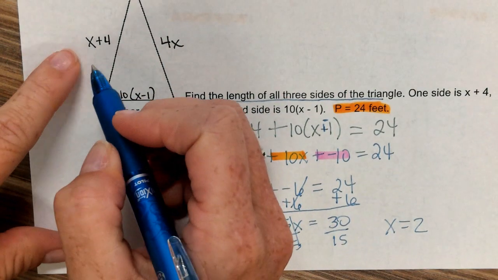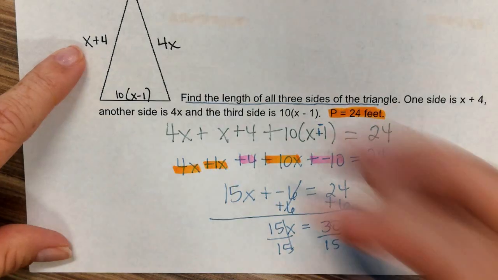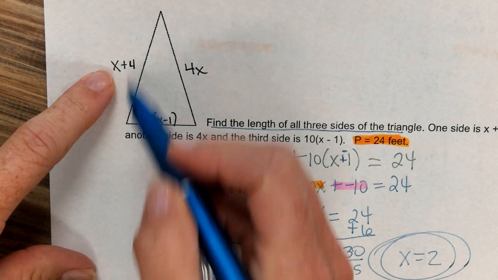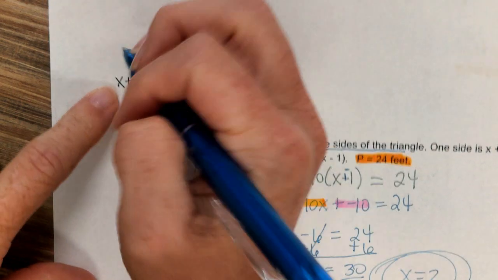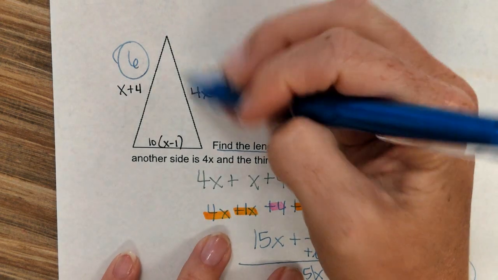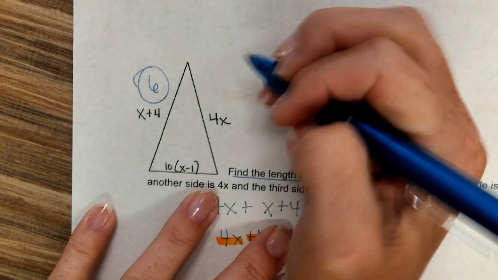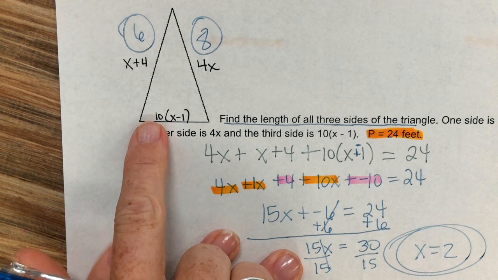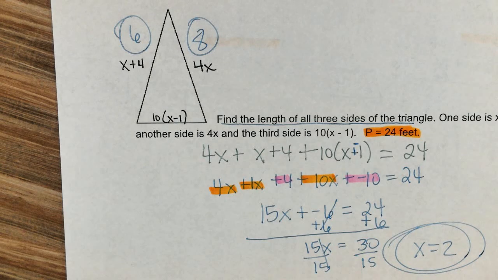Well, this length is x plus 4. We know that x is 2, so what would I do to find this length? 2 plus 4 is 6. That side length is 6. This side length is 4 times x, and x is 2. 4 times 2 is 8. And this side length is 10 times x minus 1. Well, x is 2, and 2 minus 1 is 1, and 10 times 1 is 10.